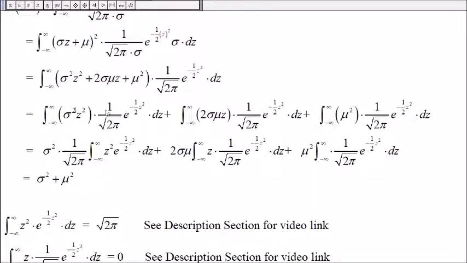Here we have sigma squared times 1 over the square root of 2 pi, which is constant, so we can move it and place it in front of the integral. 2 sigma times mu is constant, so we can move it in front of the integral. Mu squared is constant, so we can move it in front of the integral.